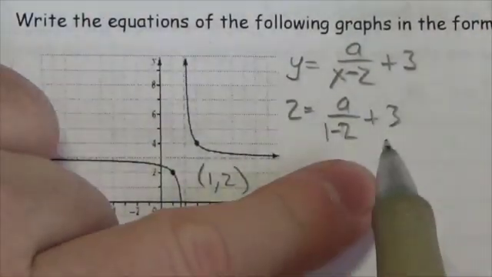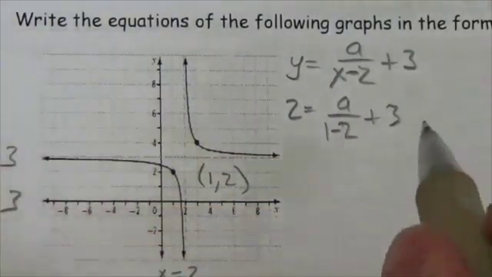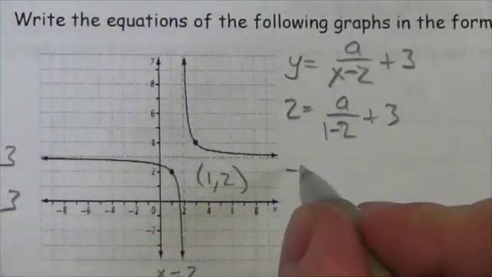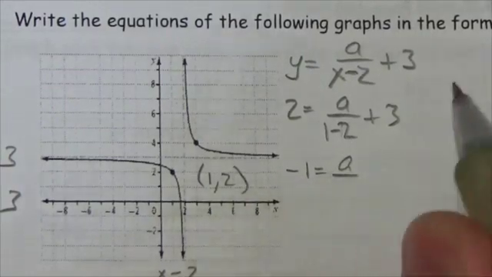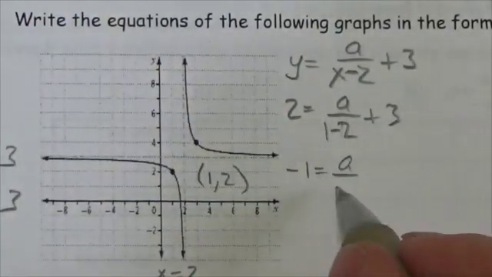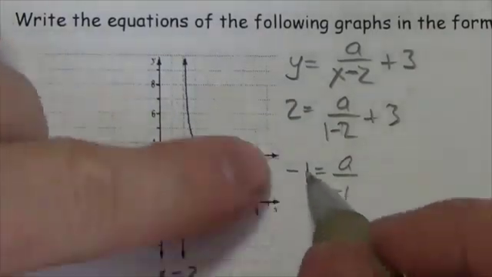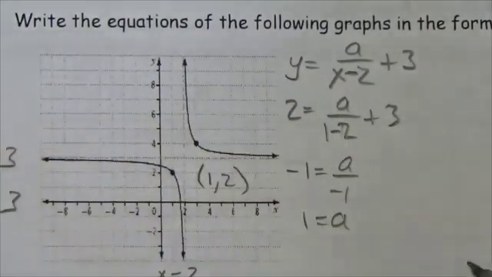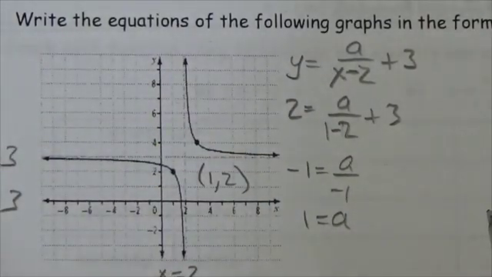Okay, first thing I'm going to do is bring that 3 over. So I'm going to subtract 3 from both sides. I'm going to get negative 1 is equal to a over. Now we'll evaluate the denominator, which is going to end up being negative 1. Multiply across here. I'm going to get kind of the anticlimactic result here that a is equal to 1.